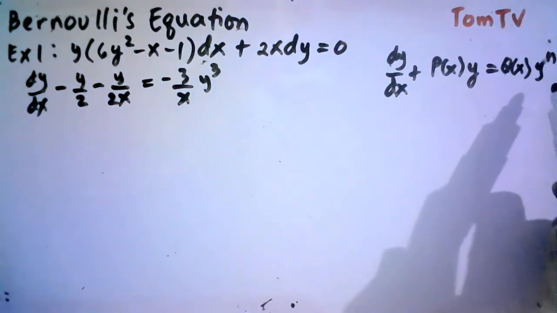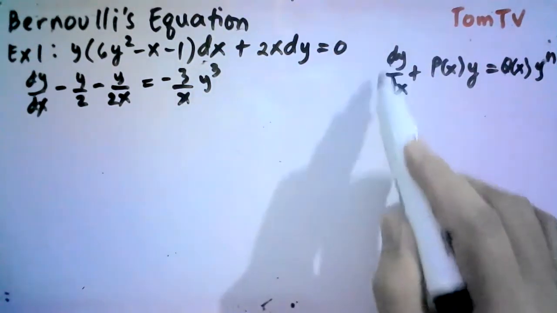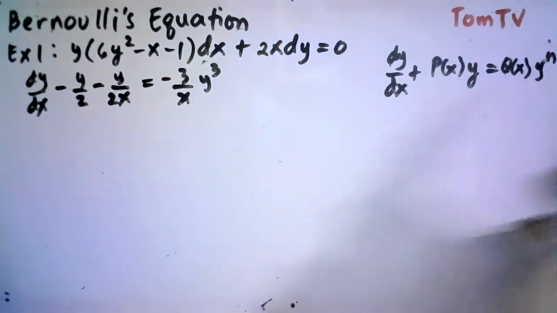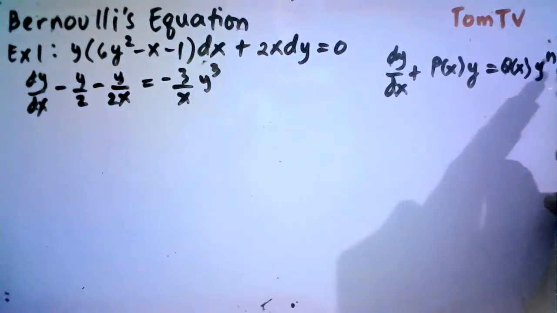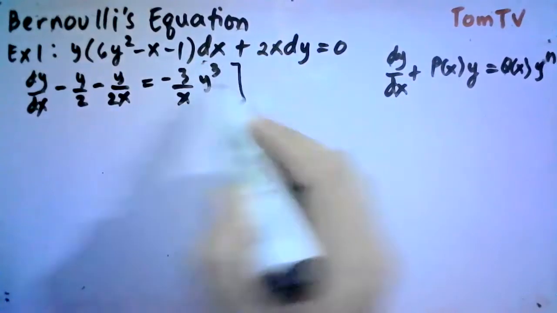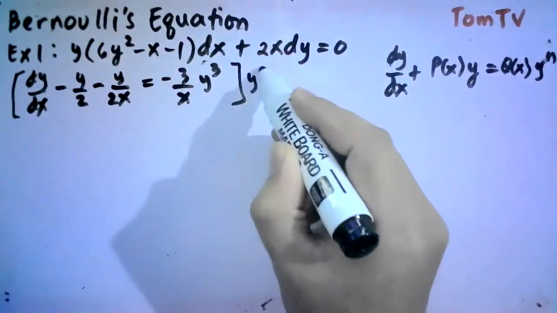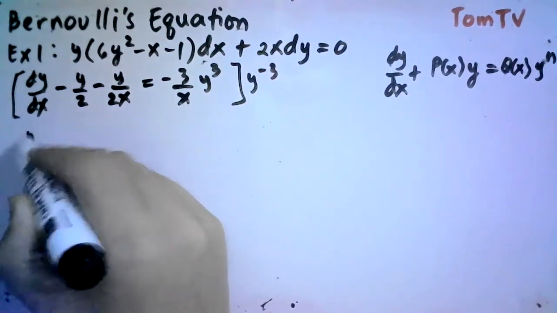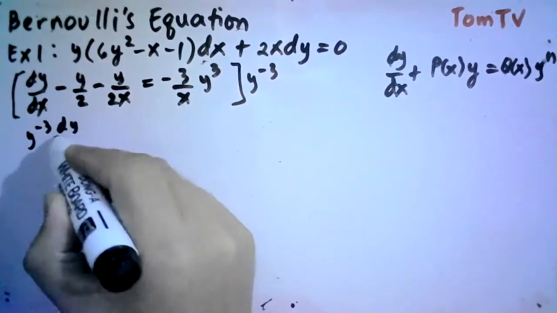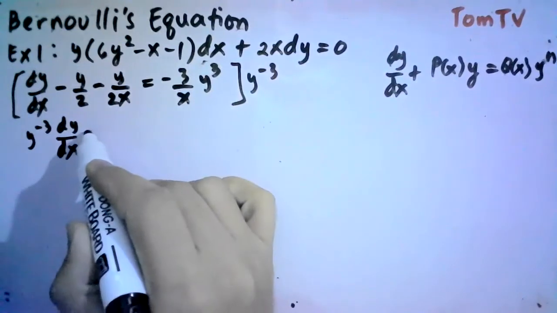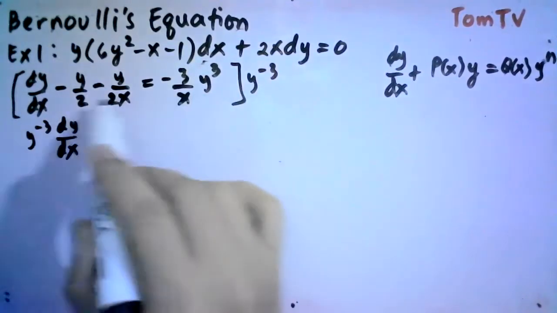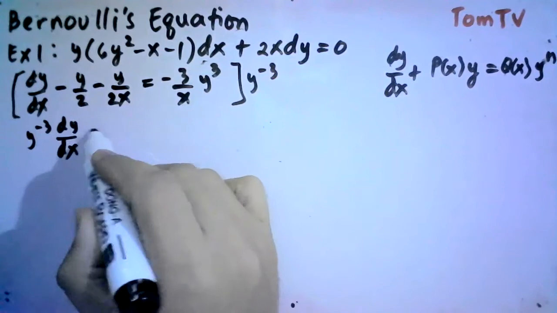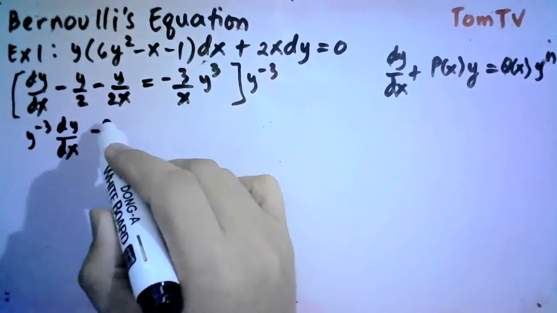So the next step is to multiply both sides of the equation by the reciprocal of y to the n, so that is y raised to negative n. For this case, we will multiply it by y raised to negative 3. So that the result here is y negative 3 dy over dx minus y raised to negative 2.